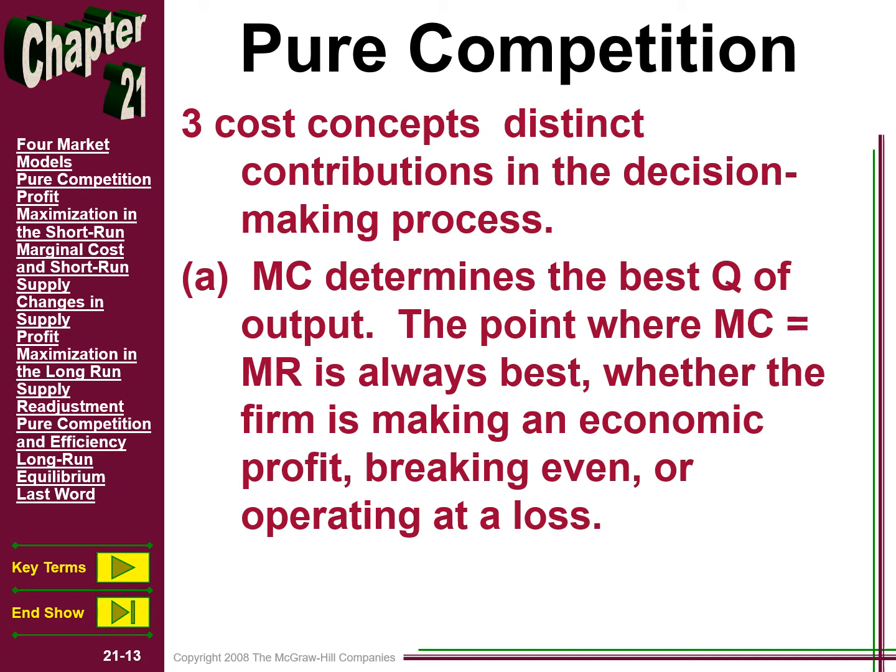So assuming that the firm should produce, the marginal revenue, marginal cost relationship will always help the firm determine quantity of output in the short run that will either maximize profit or minimize loss. This rule applies to all 4 market models, not just pure competition.